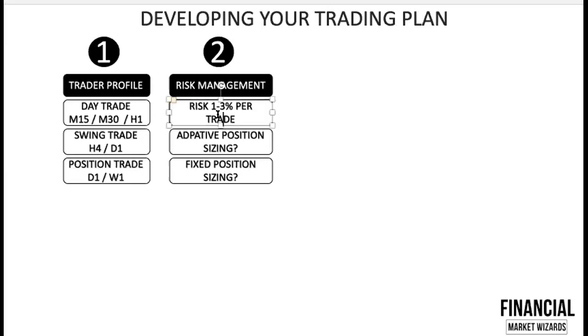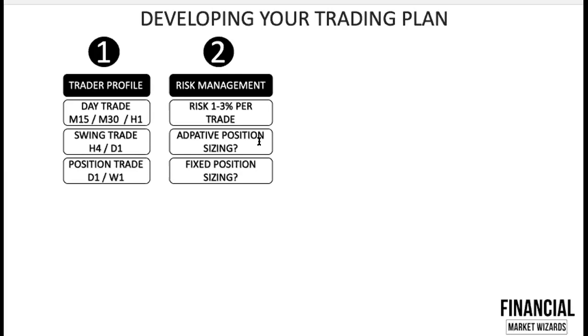Normally we recommend risking just 1 to 3% per trade. So if you're trading a $10,000 account, 1% would be $100, so each trade you should risk $100. Of course, there are different types of risk management. There is adaptive position sizing, which we teach. If you have not watched it, watch our other video about how to position size your trades. If not, you do a fixed position.